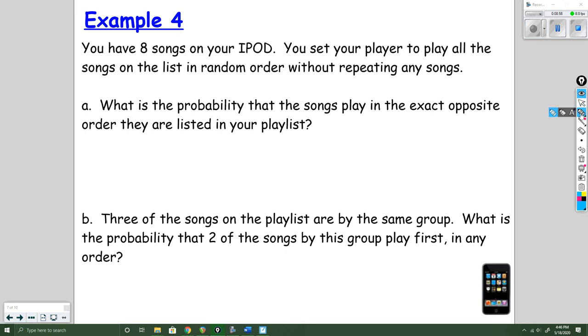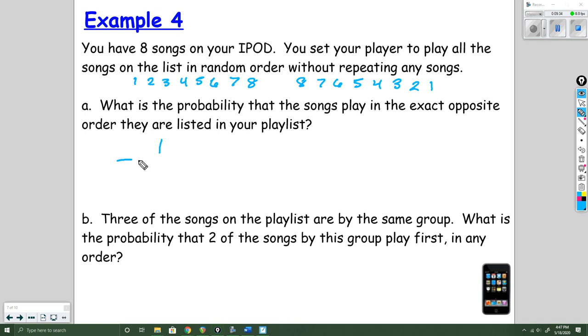We want to find the probability that the songs play in the exact opposite order they're listed in your playlist. If our playlist has songs 1, 2, 3, 4, 5, 6, 7, 8, playing them in the exact opposite order would be 8, 7, 6, 5, 4, 3, 2, 1. If we think about the number of different ways that this exact event can happen, we only have one option for what can go first, one option for what can go second, third, fourth, and so on. There's only one way that these songs are going to play in the exact opposite order.